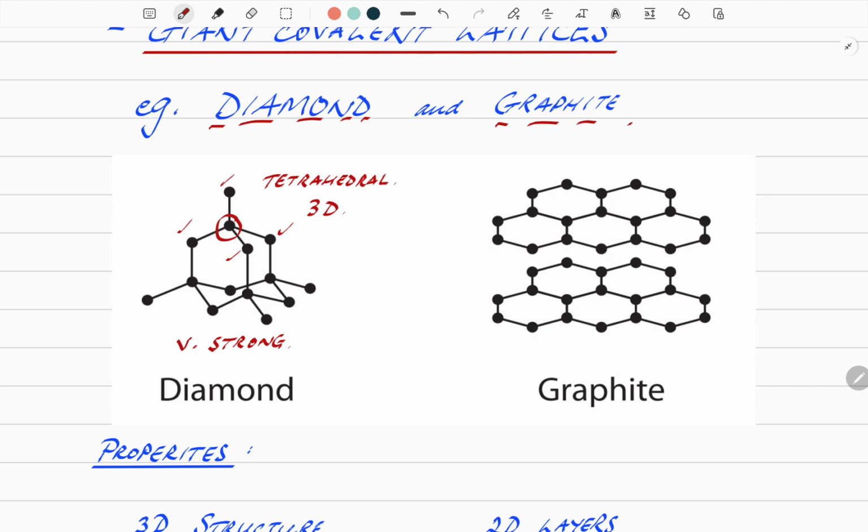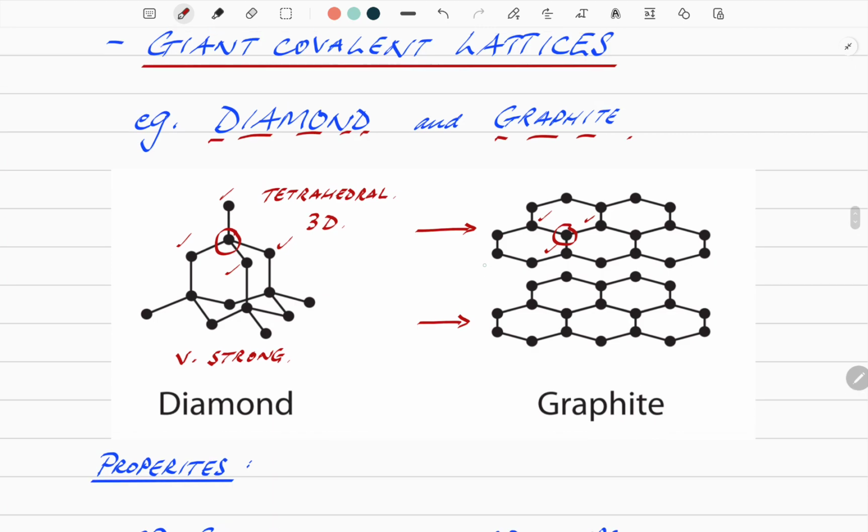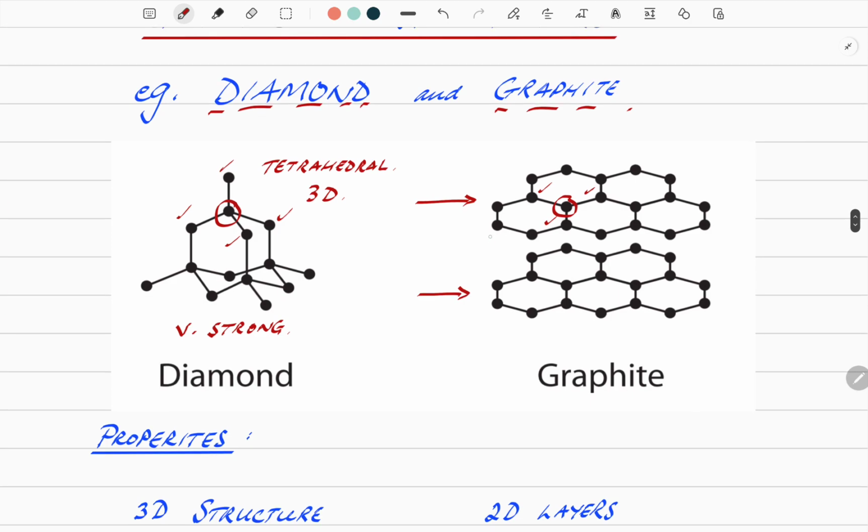Now, if I compare that to graphite, graphite comes in layers. Each graphite layer has carbons with 3 bonds in them. Let's take that one there. So that is bonded to 1, 2, and 3. Each carbon is bonded to 3 others. That means there is 1 extra electron in each carbon which is not bonded.